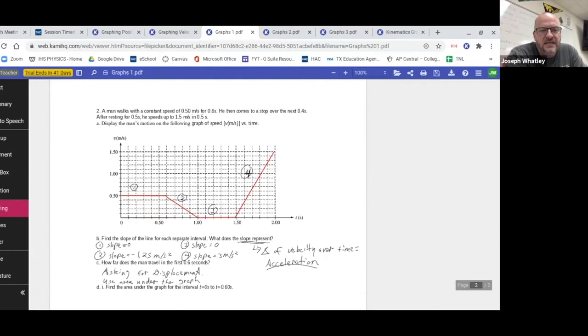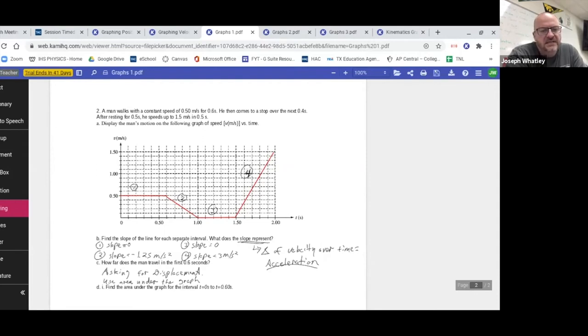Then it tells us that he speeds up to 1.5 meters per second, but it takes him half a second to do it. So then we go up to 1.5 meters per second at a half second, and we draw that fourth line based on the story.